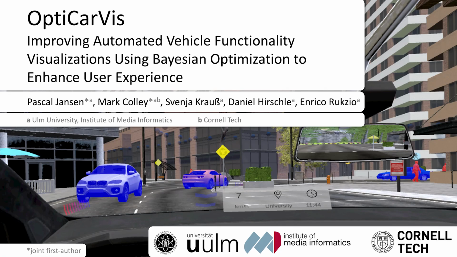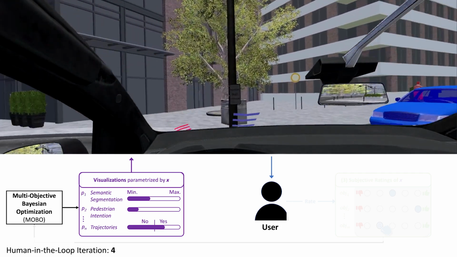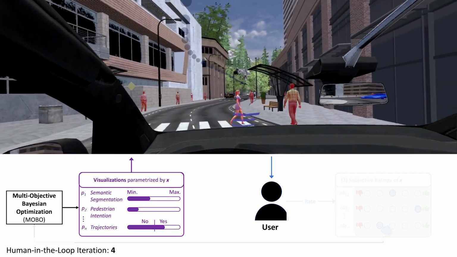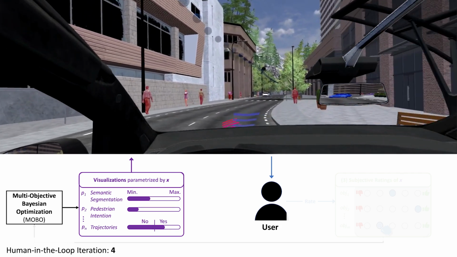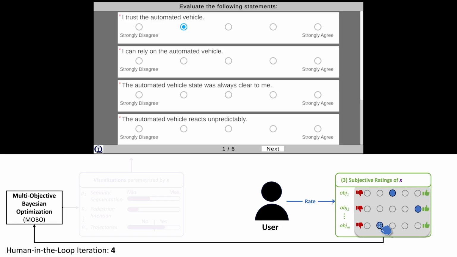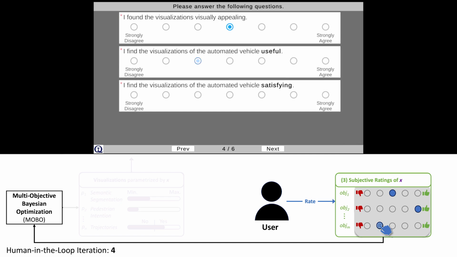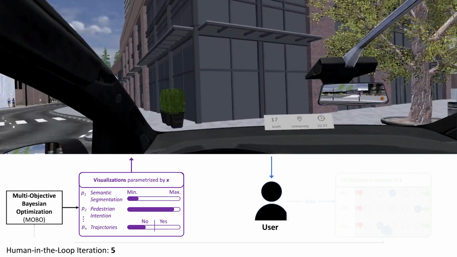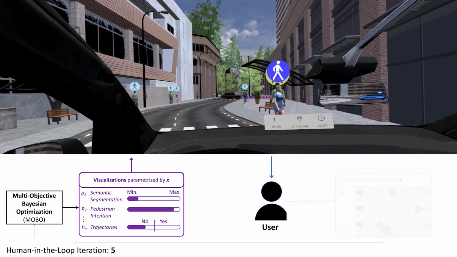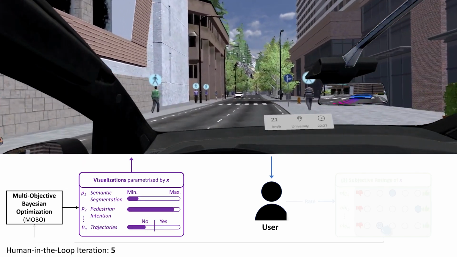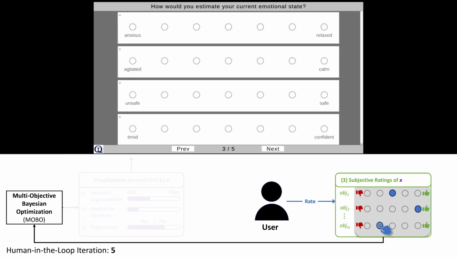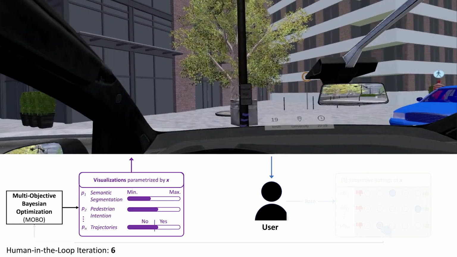OptiCarVis. Improving automated vehicle functionality visualizations using Bayesian optimization to enhance user experience. OptiCarVis optimizes visualization designs intended to improve trust and perceived safety of automated vehicles. Based on user feedback, it iteratively adjusts design to improve users' subjective perceptions of the ride. These visualizations include highlights of other road users and automation functionality status.